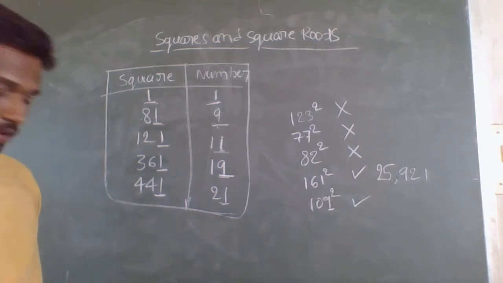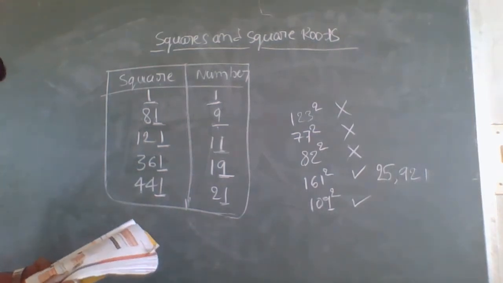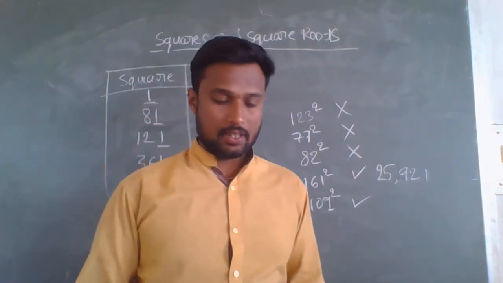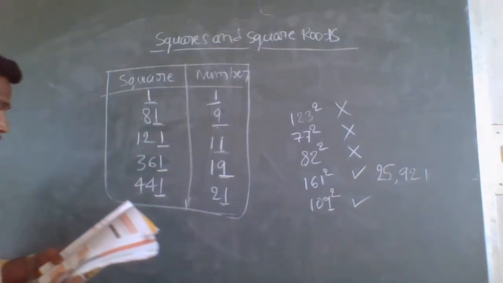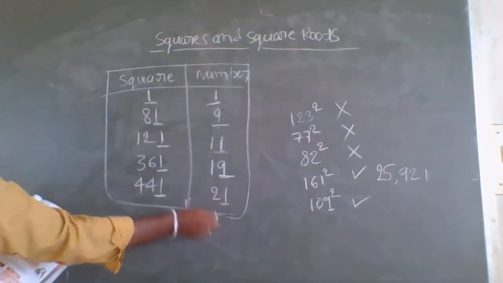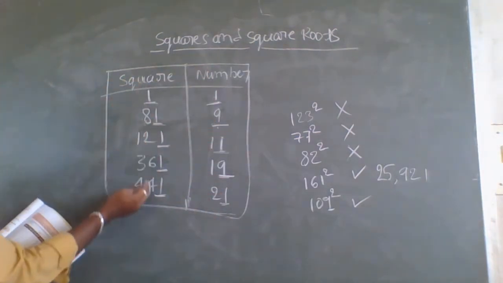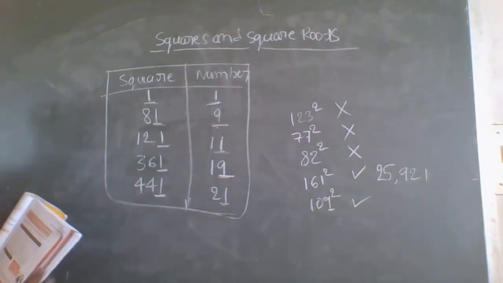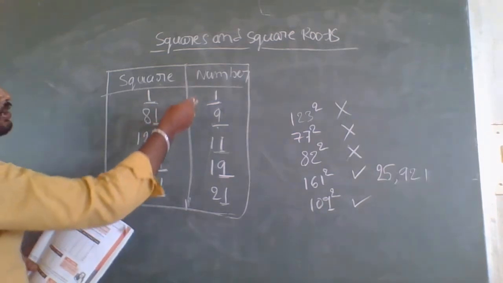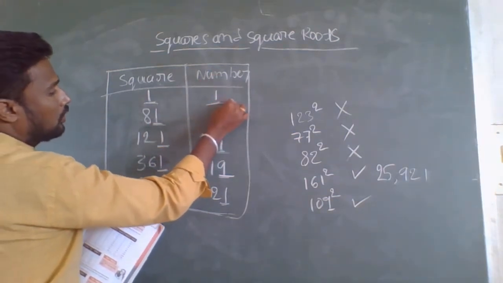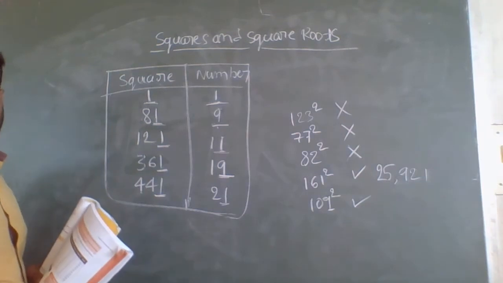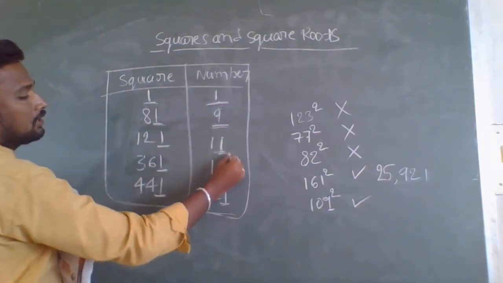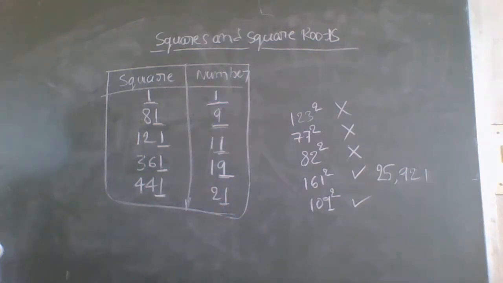Okay. So now again they have given another table here. Now we consider square numbers ending with digit 1. When does a square number end with digit 1? When in any number at the unit place or ones place 1 or 9 is there, the square number always ends with 1.